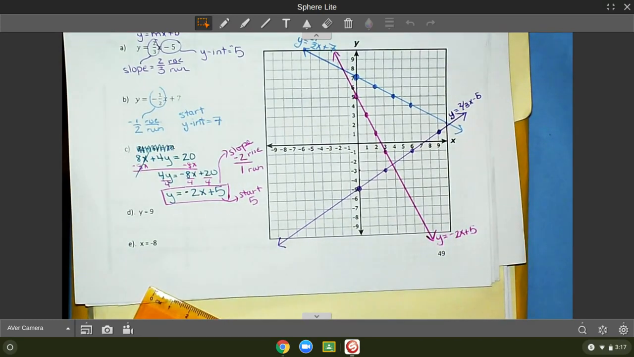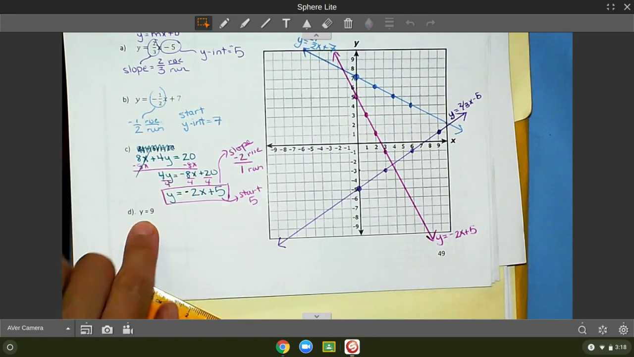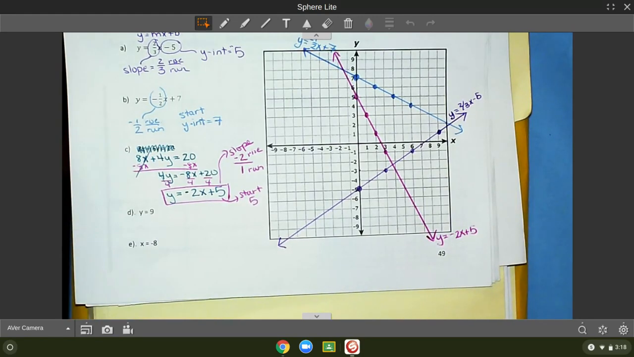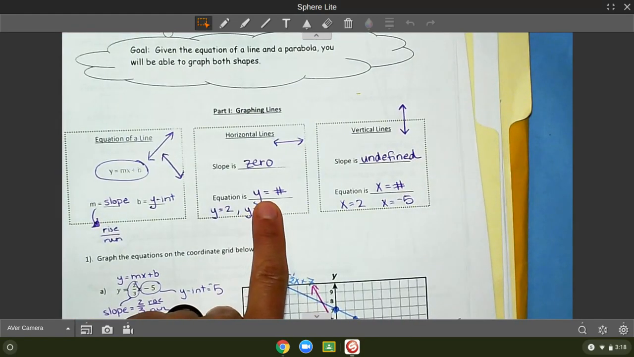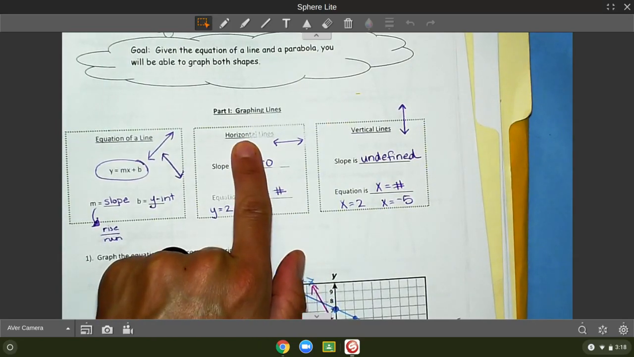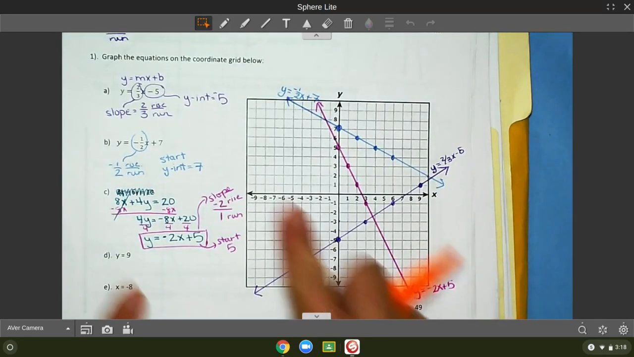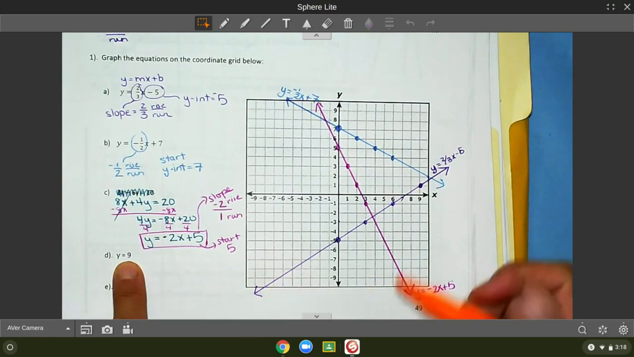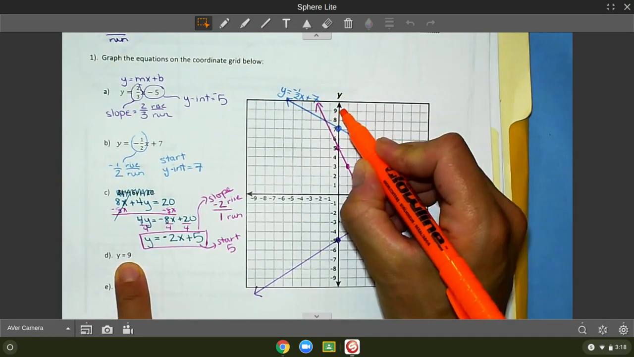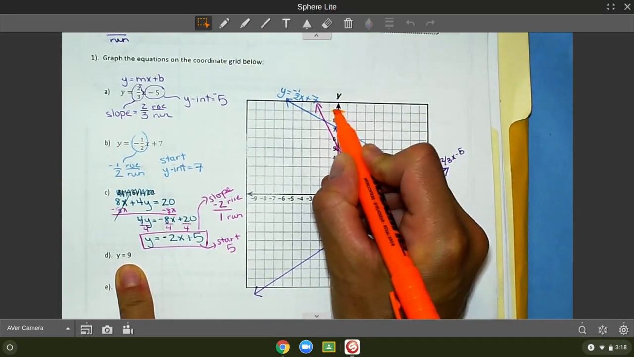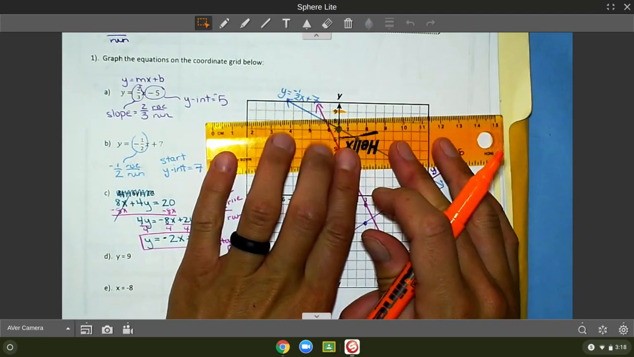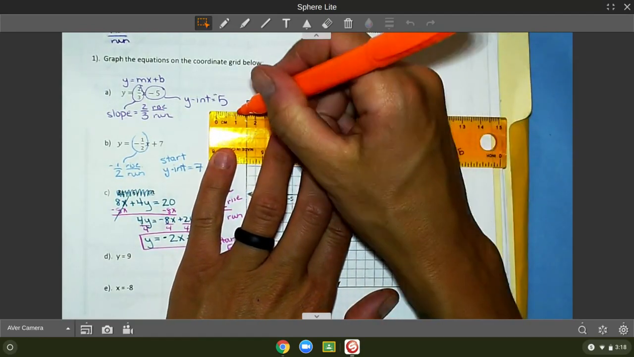All right, up next, D. We want to graph y equals 9. There's no x there, so let's go back. y equals a number, that's going to be a horizontal line. It's going to go straight across our screen. So y equals 9. On your y-axis, go to 9, and you're going to put a little point there. So we want to make a horizontal line going through the value of 9.